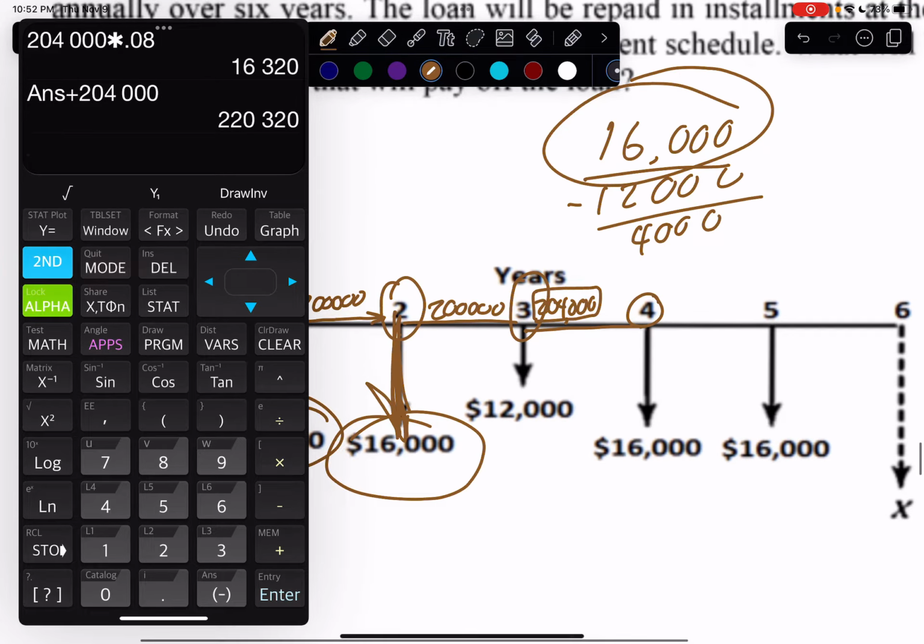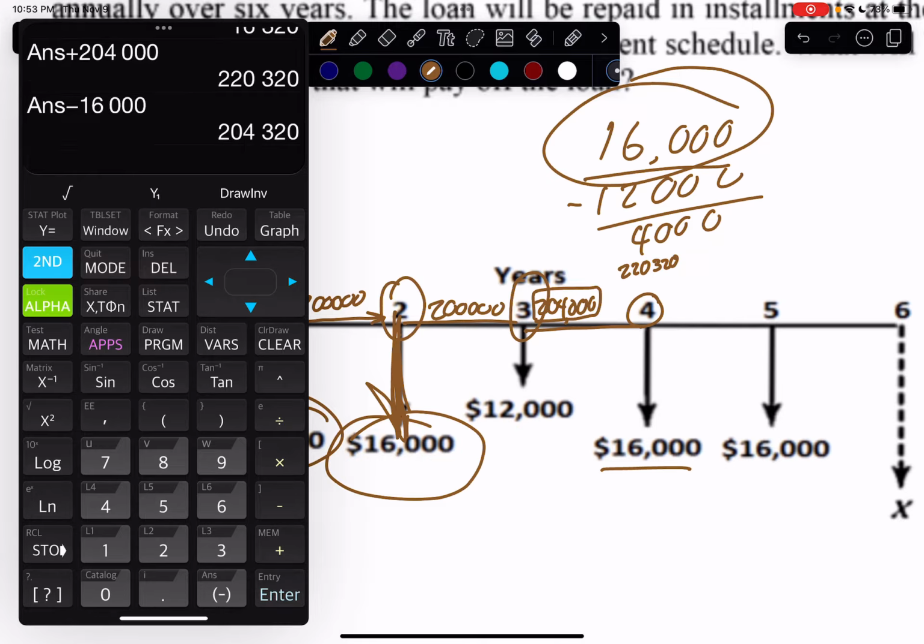So at the end of year 4, your loan is $220,320, and you're going to make a $16,000 payment on that. So let's take away $16,000. Now you're back to $204,320, and you're going to carry that forward into year 5. So that's what you're carrying forward into year 5.